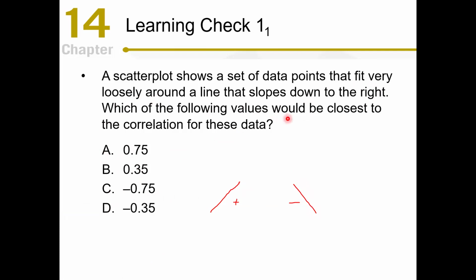All right. So it says which of the following values would be closest to the correlation for these data. And since we know that the data points fit very loosely around the line that slopes down and to the right, then we know that it's probably going to be around 0.35. Because again, not knowing what the data looks like, if it's something that's loose, it's going to be closer and closer to zero. So anything closer to one is tightly fitting around the line. Anything closer to zero is loosely fitting around that line.